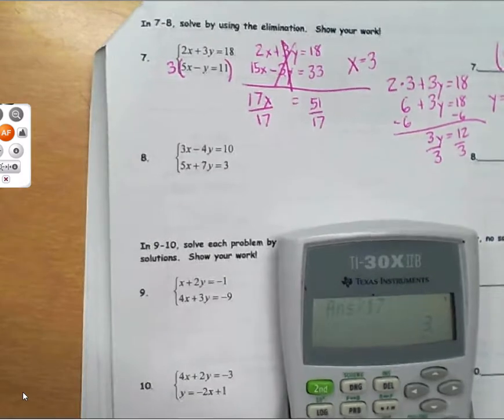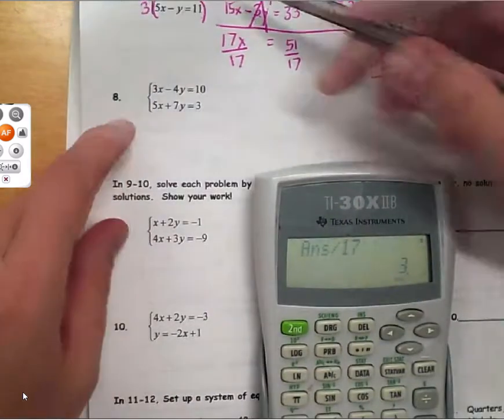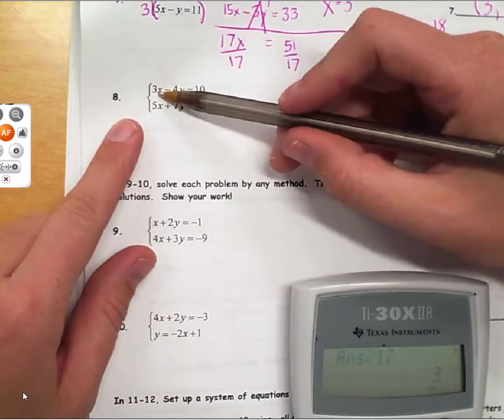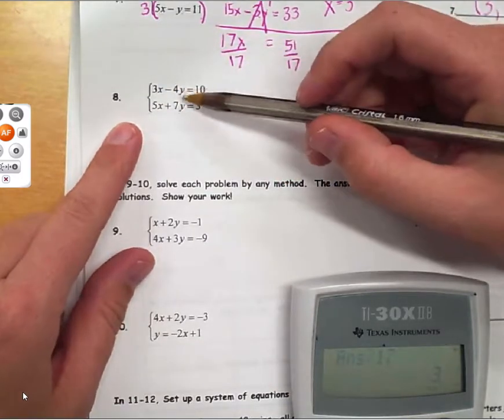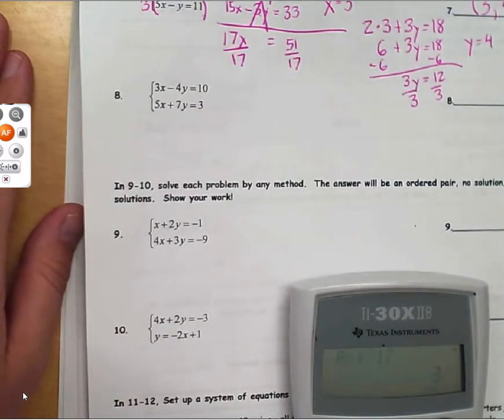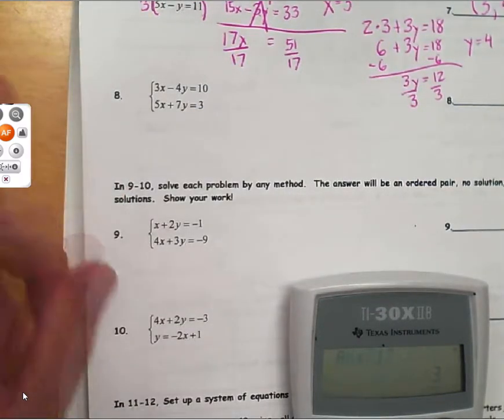All right, the next one's a little harder. There's nothing I can times a 3 by that's friendly. There's not a friendly number I can times a 3 by that will give me 5. And there's not a friendly number I can times the 4 by that can give me 7. Which means I'm going to have to multiply both equations by a number to get them the same.